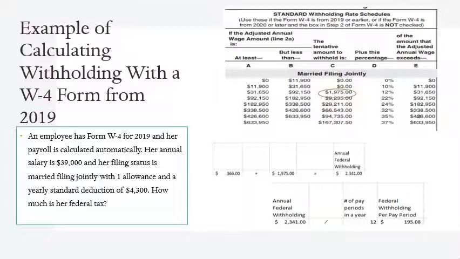So let's say that this employee is paid monthly. We know that that equals 12 pay periods in a year. Now let's calculate the amount of federal withholding that she has per paycheck. We take the annual federal withholding and divide that by 12 pay periods, and this equals $195.08 for her federal withholding tax per paycheck.